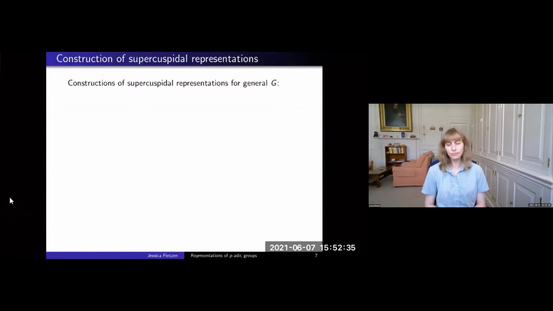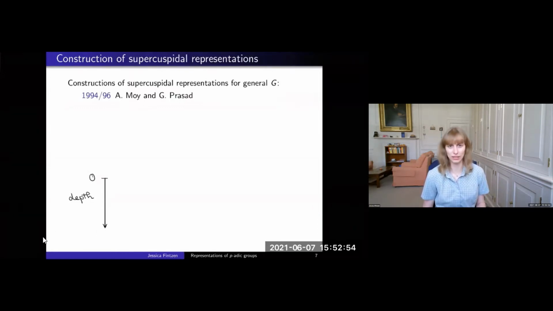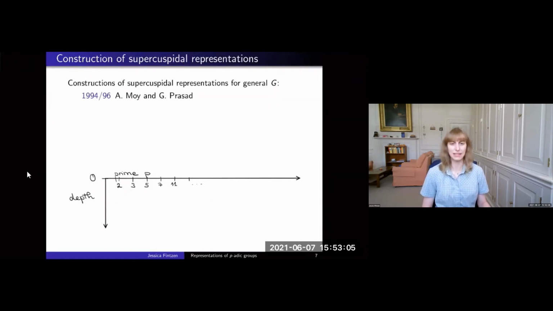And there, the story started much later. So let me tell you what is known in that setting. It started with the work of Moy and Prasad in the mid-90s, and they defined the notion of a depth. The depth can be either 0 or a positive real number, and it measures somehow how complicated the representation is. This is an invariant that they attach to each representation. And I want to draw a picture now where I draw in this direction the prime number p, because some results depend on what the prime number p is.